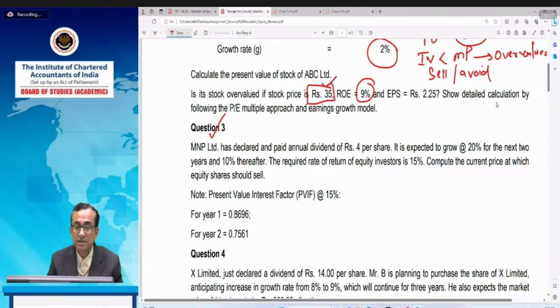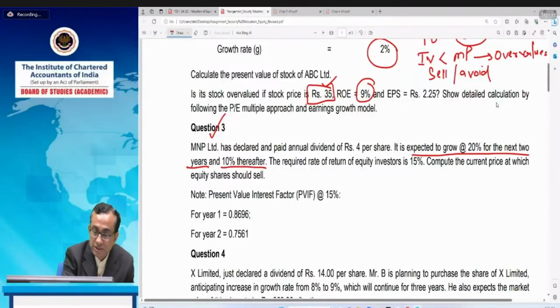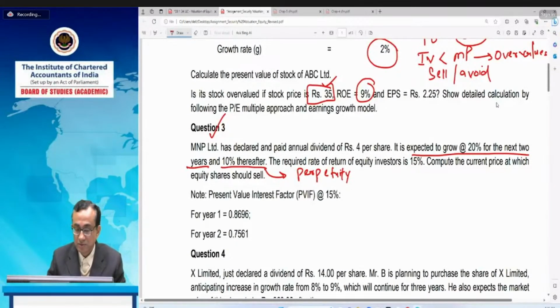If you see, this is a question on the two-stage dividend discount model, because firstly it is given that it is expected to grow at 20% for the next 2 years. That is exponential growth. And 10% thereafter means till perpetuity. So the second stage of the dividend discount model will be followed. So let us solve this question.